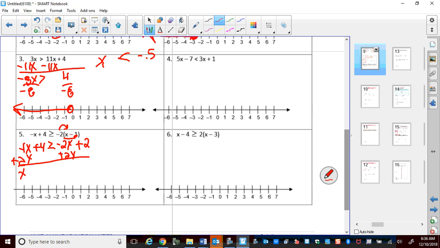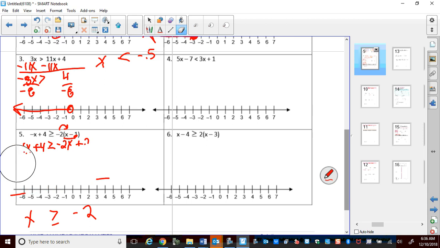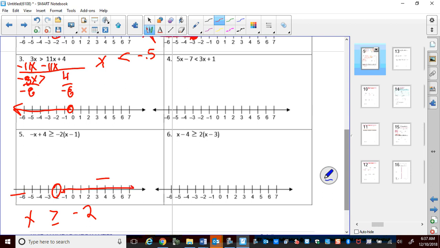Get 1x plus 4 is greater than or equal to 2. I'm going to subtract 4 from both sides, right? And I get x is greater than or equal to negative 2. So I put a filled circle at negative 2, and it's greater than, so it's going to be going towards the right. So you do number 4 and number 6.